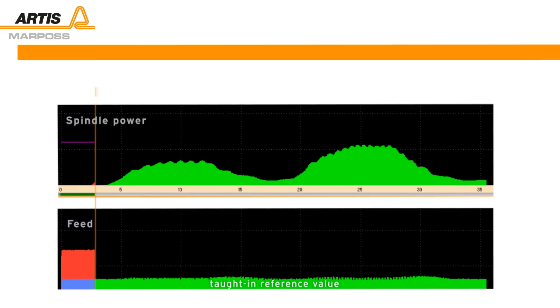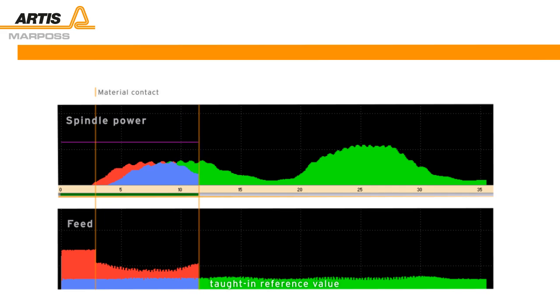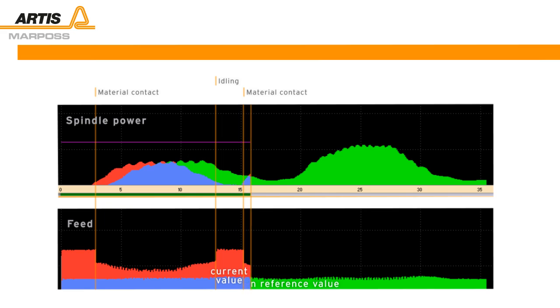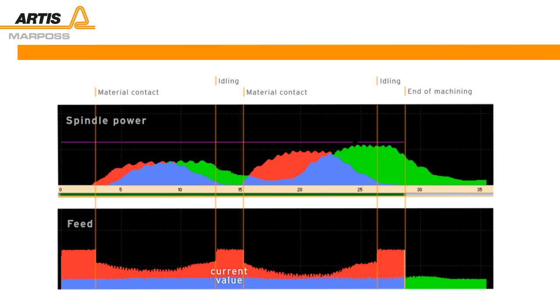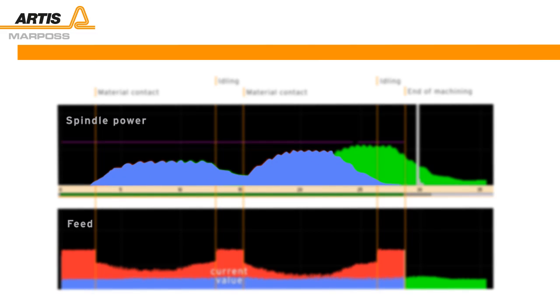The green area shows the torque in process with spindle power and feed force. During the machining process, the difference which adaptive control makes becomes visible. While the process time has been reduced significantly, the overall spindle power has remained constant.